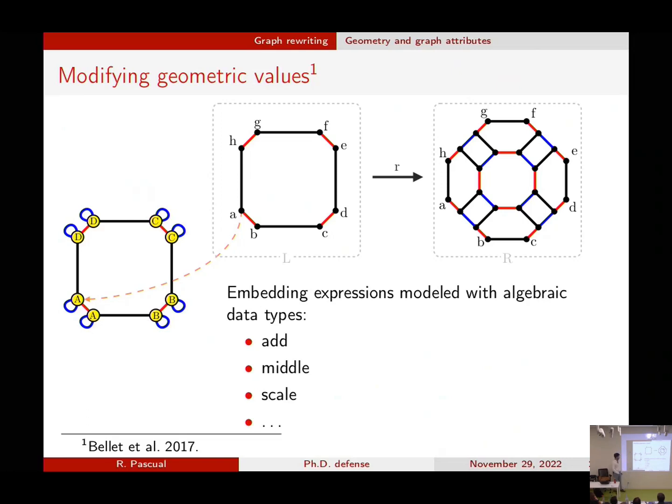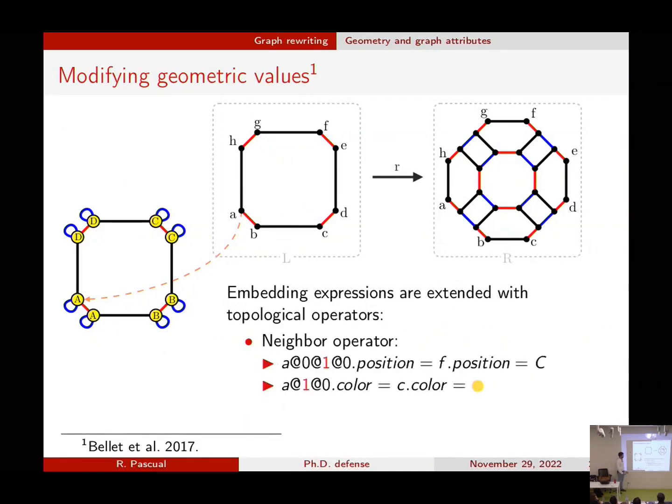But still, there is something that needs to be taken care of. It's the fact that, in a sense, the geometry relies on the topology. Because the geometric information is added to subparts of my graph, I need to ensure that I can access the geometric values through the topology to ensure consistency. So I add topological operators.